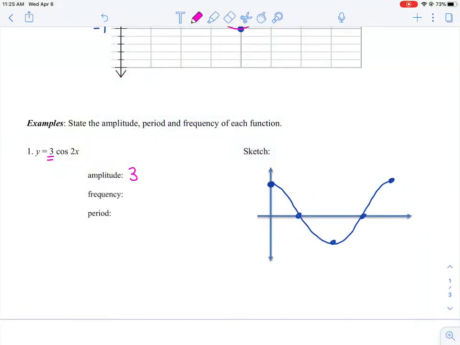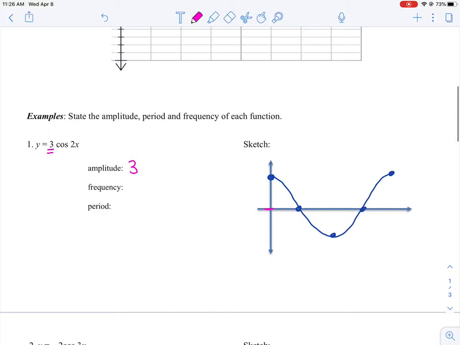We need to label our x and y axes. So the first thing I would like you to do is label your amplitude once we have our graph. Our amplitude tells us from our midline that I go up 1, 2, 3 to get to my maximum, and I go down 1, 2, 3 to get to my minimum. That's how I graph my y-axis.